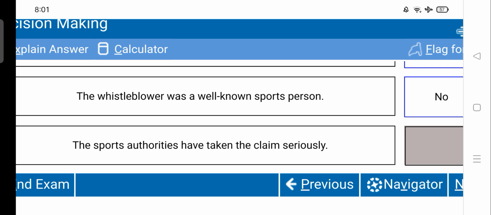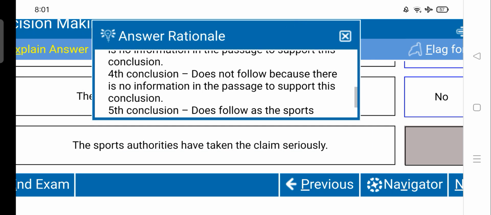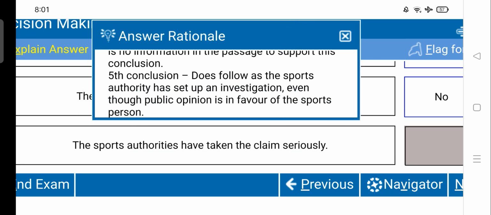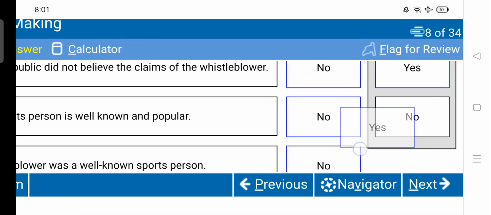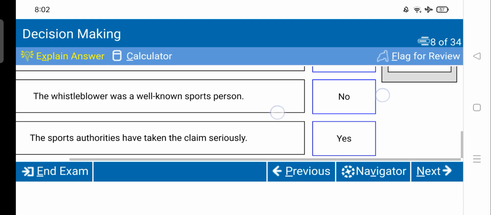Next we have a fifth conclusion which says that the sports authorities have taken the claim seriously. It does follow, as the sports authority has set up an investigation even though public opinion is in favor of the sports person. So it does follow, that's why we will drag a yes and drop it here in front of this conclusion.